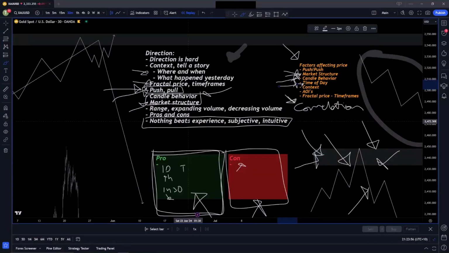I think that's mainly the two main things. If you were to just focus on three main things, it's that push pull kind of behavior and market structure. They're all very similar. And then maybe using that mental pros and cons list.